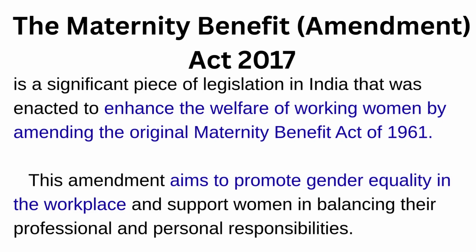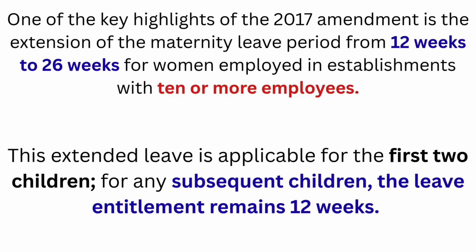The main provision of the Maternity Benefit Act 2017 is that it grants 26 weeks of maternity leave. Earlier it was 12 weeks, but the amended Act of 2017 made it 26 weeks for women employed in establishments with 10 or more employees. If a company has 10 or more employees, then they must give maternity leave of 26 weeks. This applies only to the first two children. For the third child and subsequent children, the entitlement remains 12 weeks. So remember this point: 26 weeks of leave applies only to the first two children. For the third child, it is only 12 weeks.